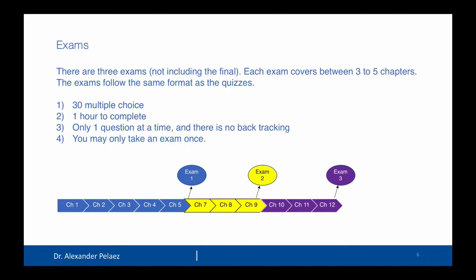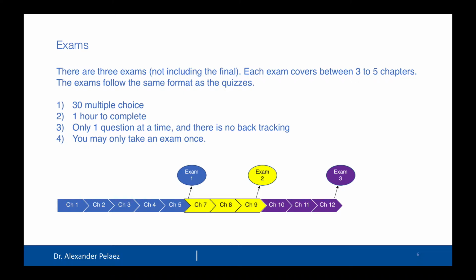So after you've completed Chapter 5, Exam 1 will open up. Doesn't mean you have to do Exam 1 at that point. You can continue on if you wish, but the exam will be available for you. Once Chapter 9 is completed and you pass the quiz in Chapter 9, Exam 2 will open up. And again, as before, you'll be able to continue on if you choose and do the exam later.